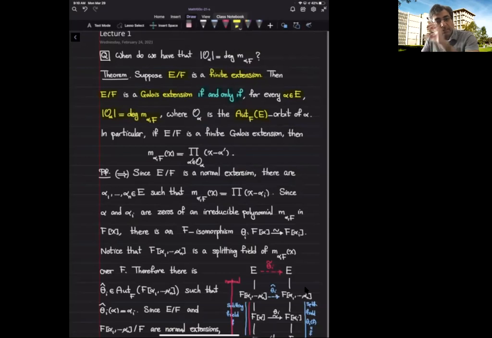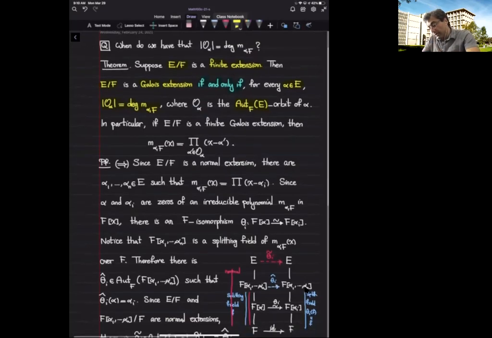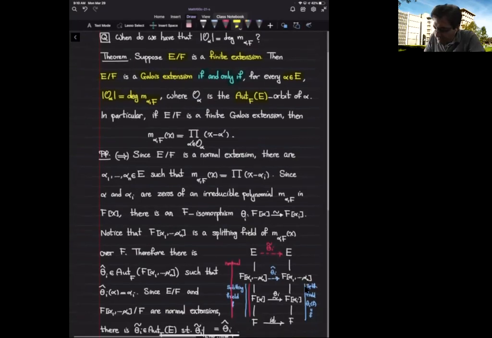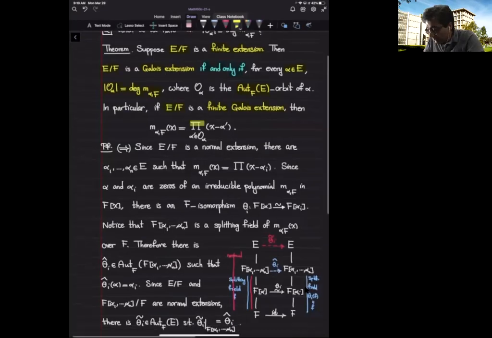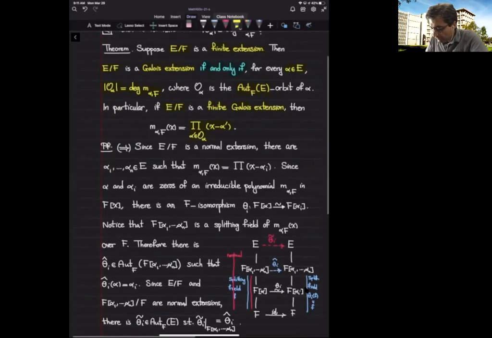In particular, we can deduce it from this statement, but we can also show within the proof that if E over F is a finite Galois extension, then the minimal polynomial is nothing but the product of these degree 1 factors as alpha prime ranges over the elements of the orbit of alpha. So the minimal polynomial of alpha over the base field capital F is precisely the product of x minus alpha prime, as alpha prime ranges inside the orbit of alpha with respect to the group of the symmetries of this field extension.